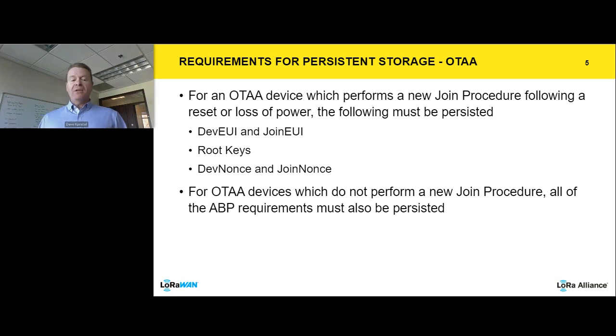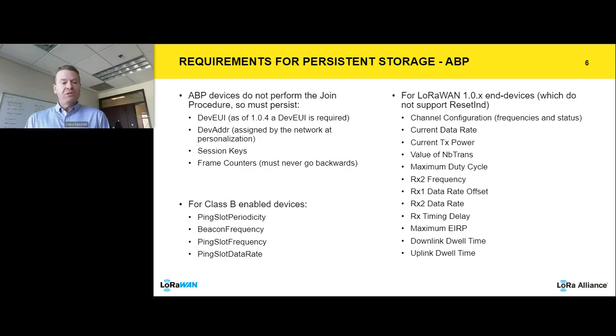For over-the-air activated devices that do not perform a new join procedure when they are reset or when they lose power, they will also then need to persist everything that we'll talk about in the ABP requirements next. Activation by personalization, or ABP, are devices that do not perform the join procedure. They are provisioned out of band before they attempt to join and get connectivity with the network, with the information that is conveyed to a device through the join procedure in the over-the-air case.